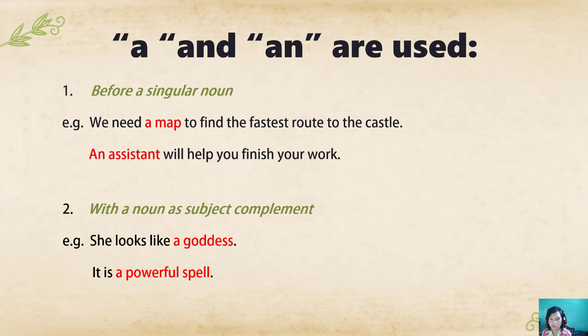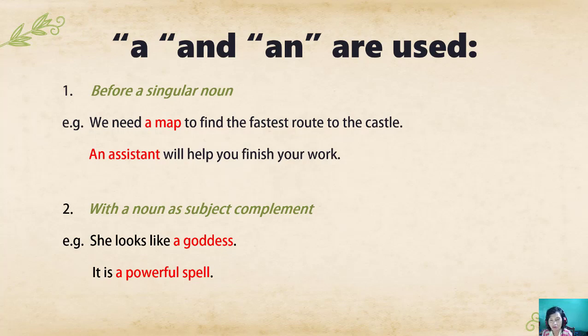So what is the difference between a and one? If you want to use one, it means that you want to emphasize the number. It is not two, it is not three. But if you want to use a, it means that you want to show a particular, a specific one. Okay.